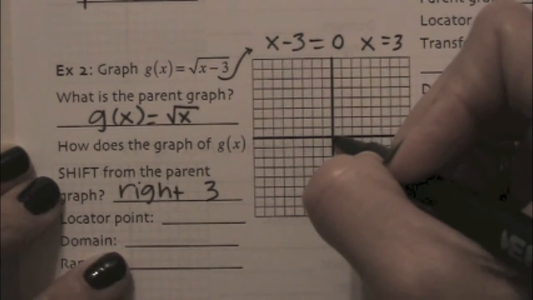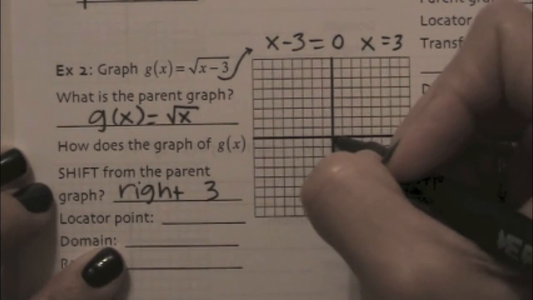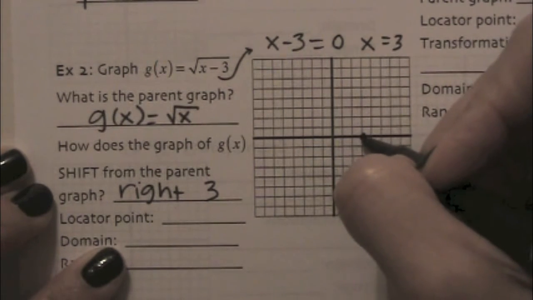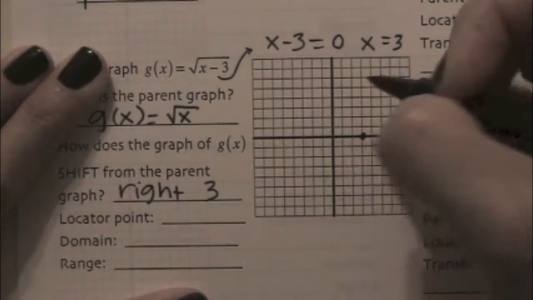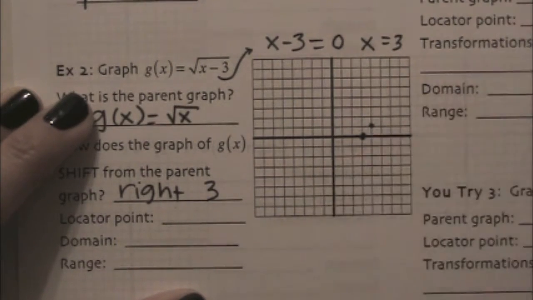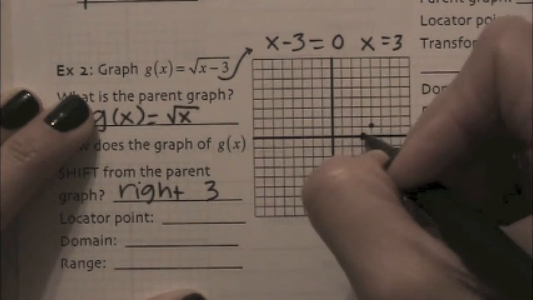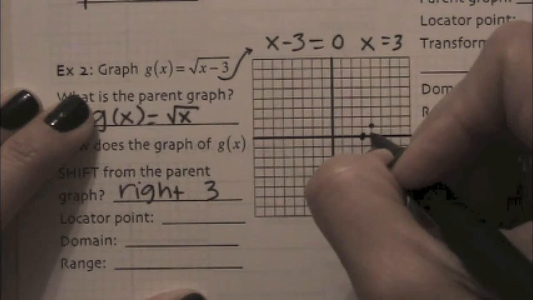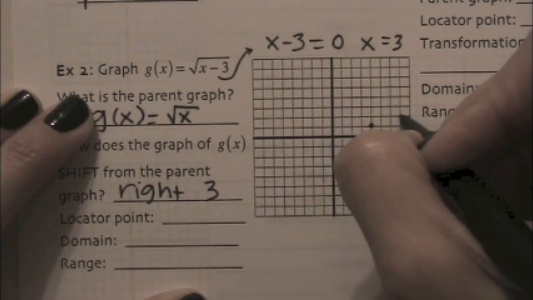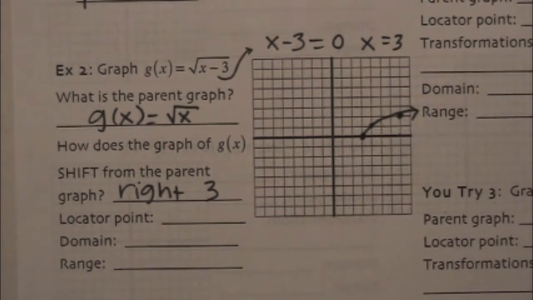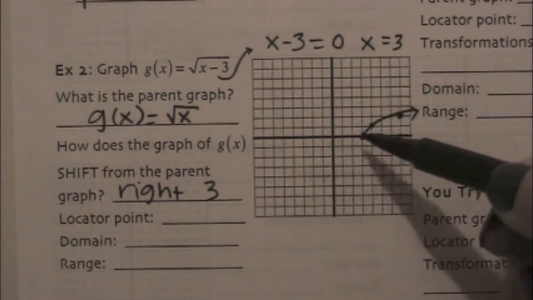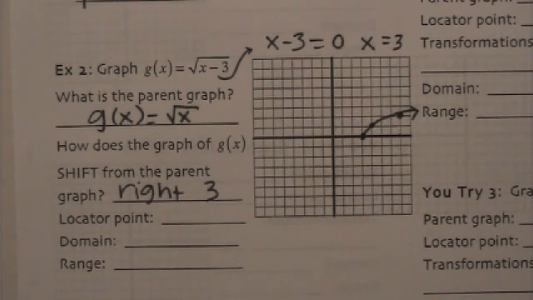So if we take the original parent graph, which is the square root of x, that starts at 0, 0, we're going to move that locator point right 3. And from there, we're going to follow the same pattern. We're going to go right 1, up 1. Go back to this locator point and you're going to move right 4, up 2. You start at the locator point and then you draw your graph up to the right following those points.